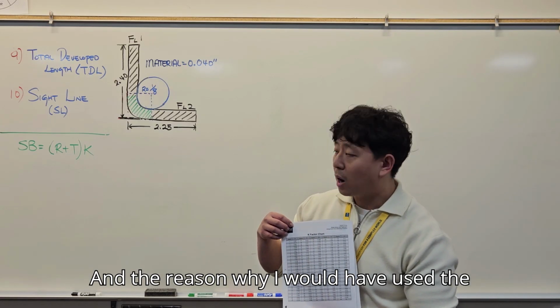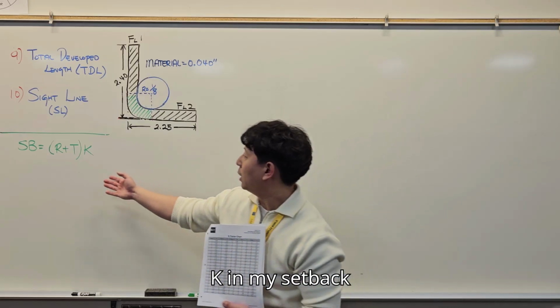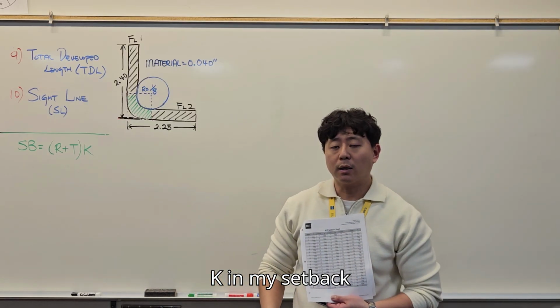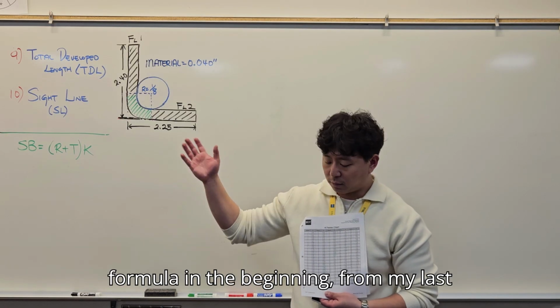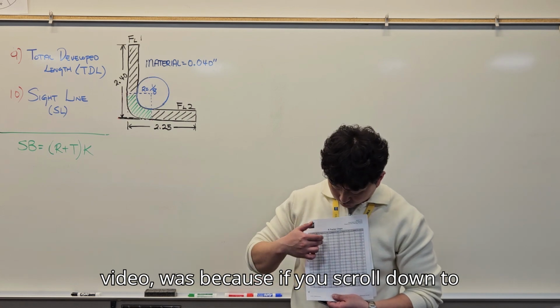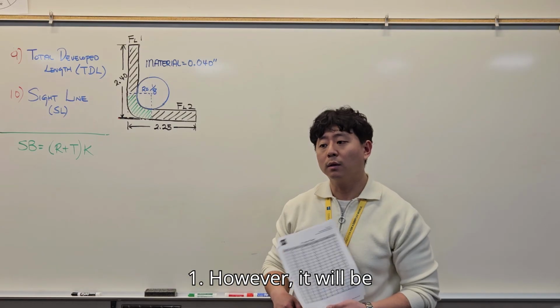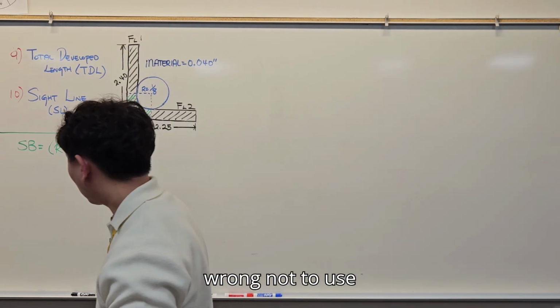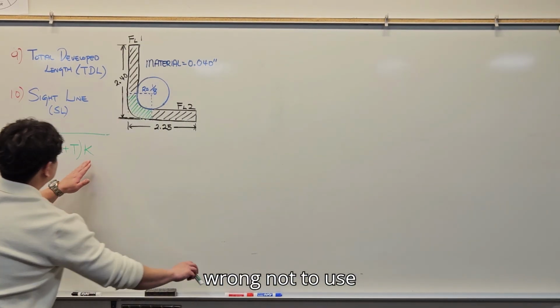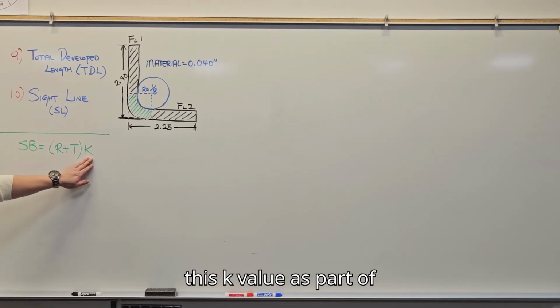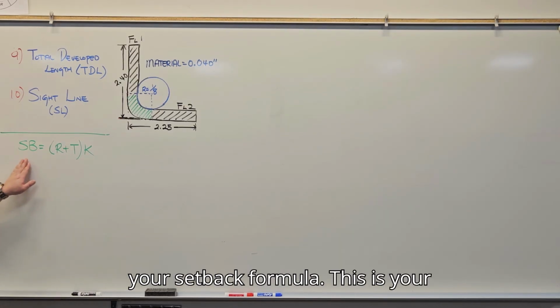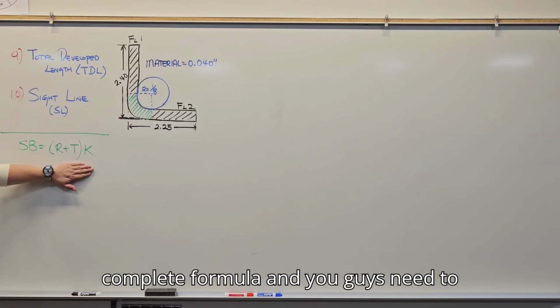And the reason why I didn't use the K in my setback formula in the beginning from my last video was because if you scroll down to 90 degree, well, the value is 1. However, it will be wrong not to use this K value as part of your setback formula. This is your complete formula and you guys need to memorize this.